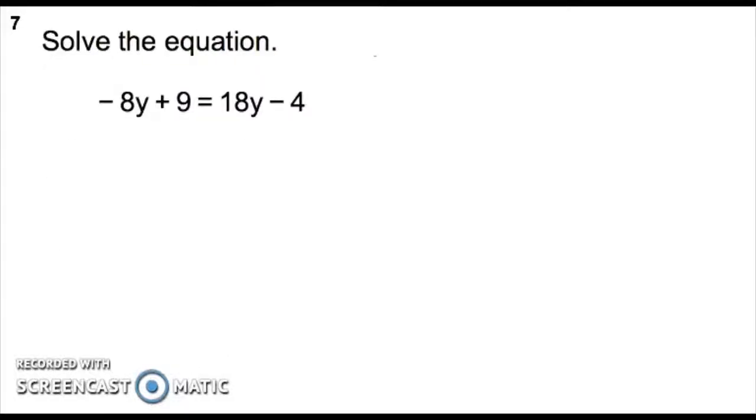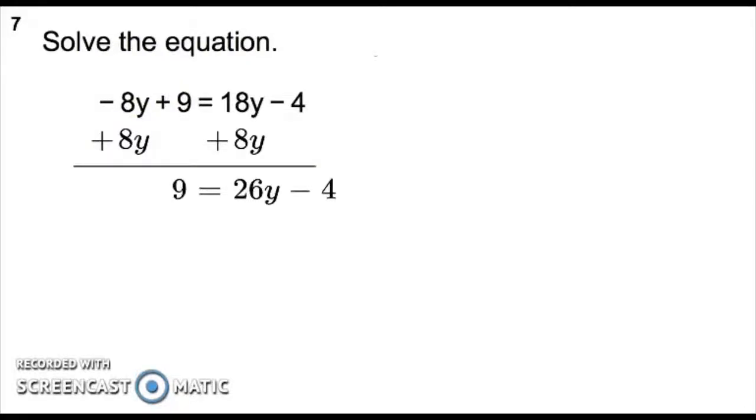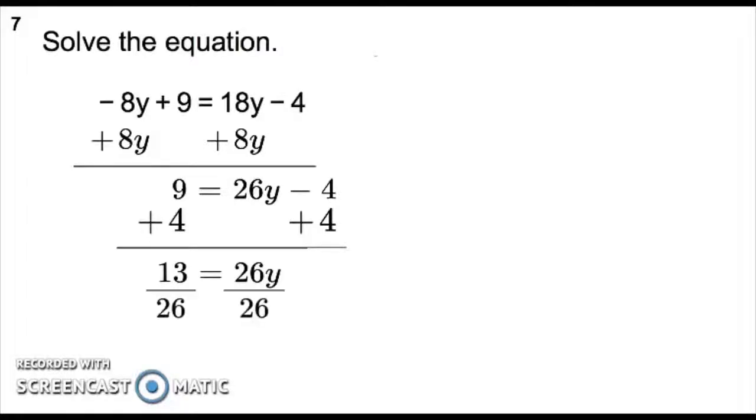Number 7, we are solving the equation. Again, we need to move the smallest variable first. The smallest variable is negative 8y. So what we're going to do is add 8y to both sides. So we'll get 9 equals 26y minus 4. Then we add 4 to both sides, and we get 13 equals 26y. Then we divide both sides by 26, and we have 13 over 26.